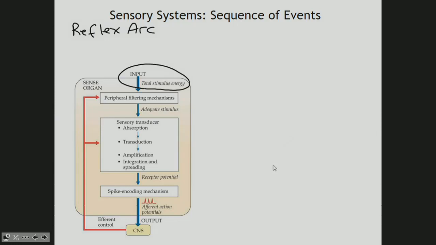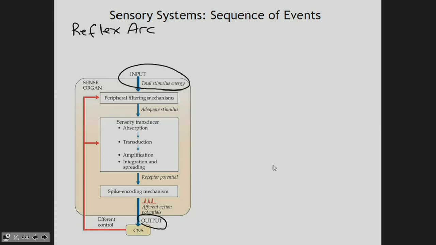So these are things like action potentials, which we'll talk about. So you generate afferent action potentials, which is on the bottom here. And then you have some output to the central nervous system. So you've got input to the receptor cells, output to the central nervous system where the information is processed.